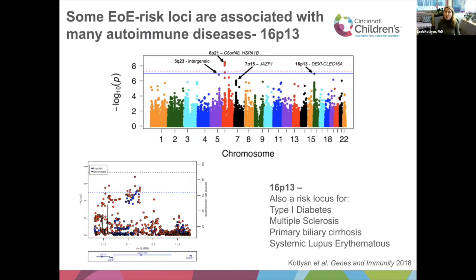Some EoE risk loci are associated with autoimmune diseases. In this study, published about 4 years ago, we looked at a set of genetic variants that had previously been associated with all sorts of autoimmune diseases. And our question was, is there any shared genetic risk in a disease like eosinophilic esophagitis and an autoimmune disease? And for one set of variants, we found a strong association with eosinophilic esophagitis. And this was also a risk locus for type 1 diabetes, multiple sclerosis, primary biliary cirrhosis, and systemic lupus erythematosus.